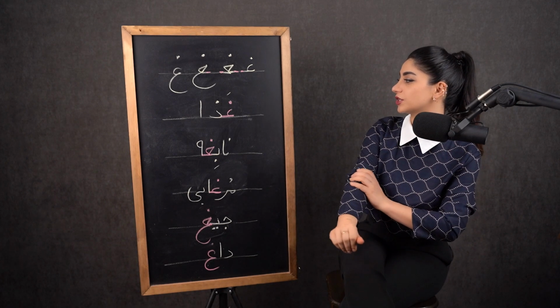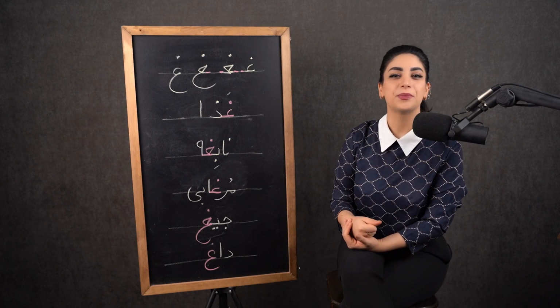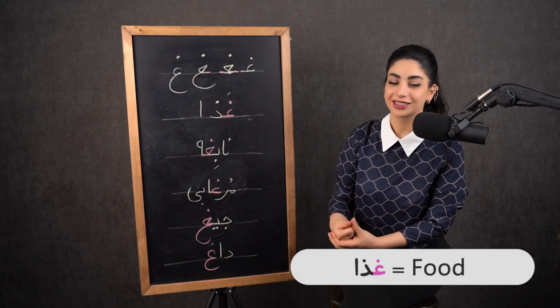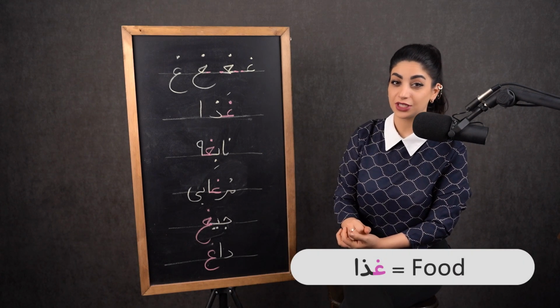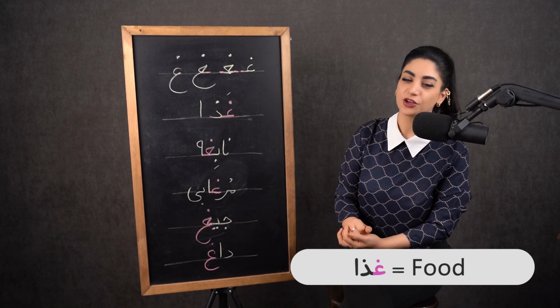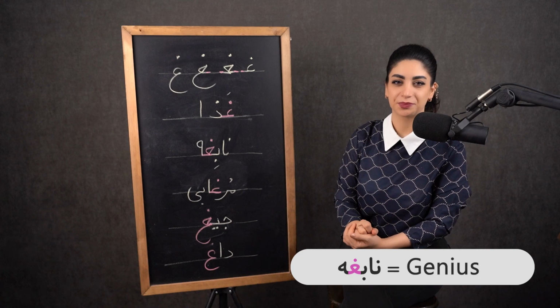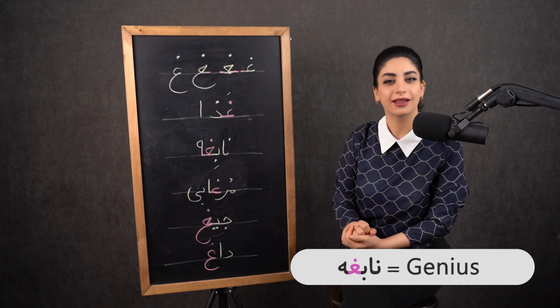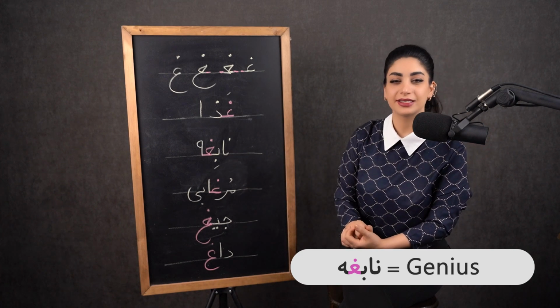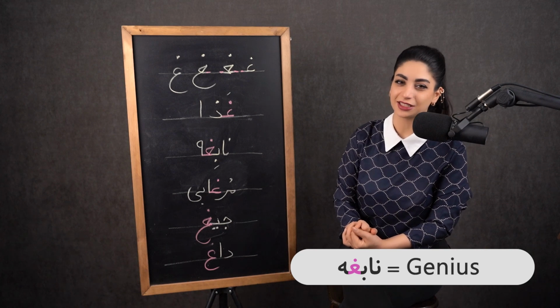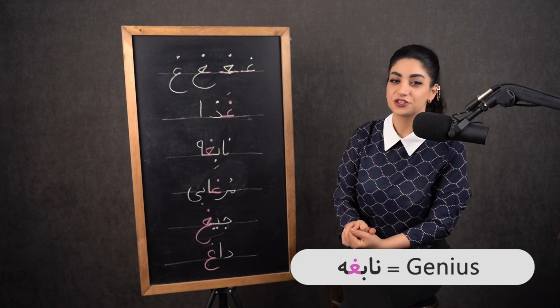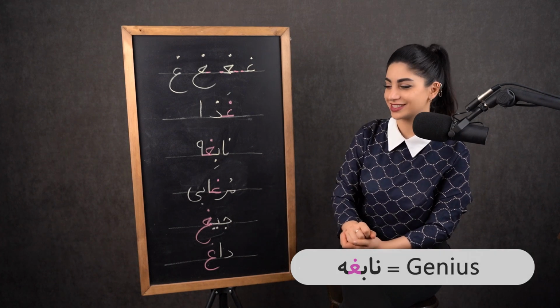Let's read them together. First, غذا. غذا is the same as food in English. غذا, food. This one, نابغه. نابغه is the same as genius in English. نابغه, genius, like you guys.